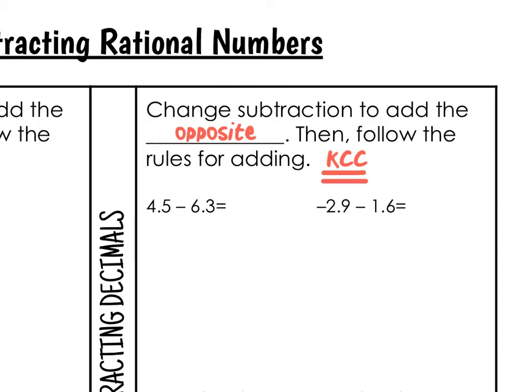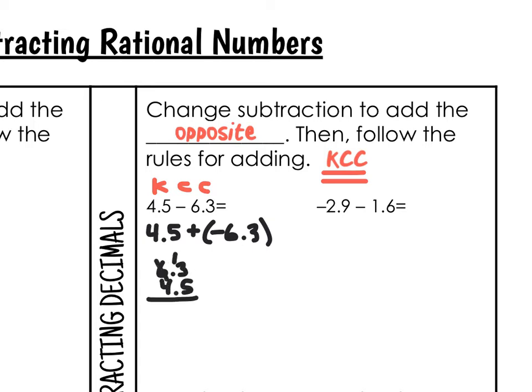Okay. So for the first problem here, 4.5 minus 6.3, we're going to do keep, change, change. So we keep the first decimal, change the subtraction to addition, and then take the opposite of the second number. Okay, so now we have different signs. That means we subtract. And then our answer is going to be 1.8, and then it'll be negative because our bigger absolute value is negative.